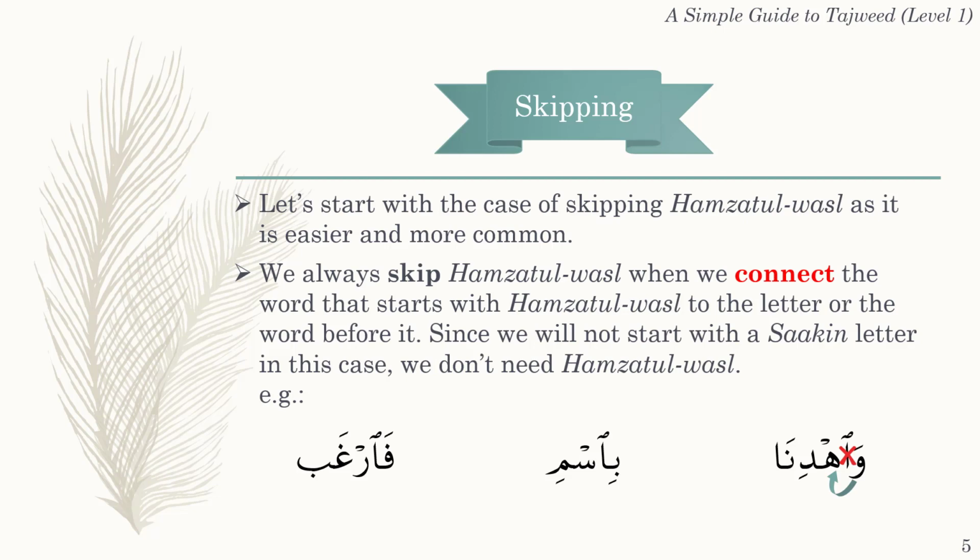وَاهْدِنَا. In the second example, we will skip Hamzatul Wasl and connect Ba with Kasra to Sin Sakina. بِسْمِ. In the third example, we will skip Hamzatul Wasl and connect Fa with Fatha to Ra Sakina. فَارْغَب.